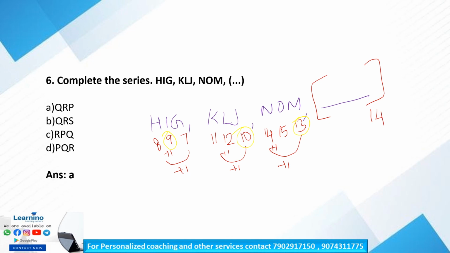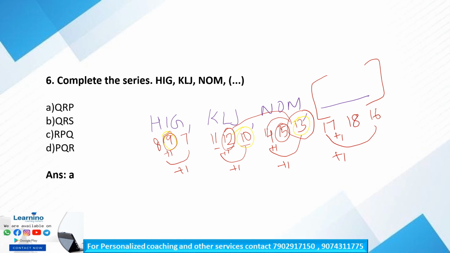14th number letter. Here it ends with 9. So 10, 11, 12. It ends here, then it starts with 13. After 12, it is 13. 13 is the third number, right? So 13, 14, 15. So the next number will be 16, plus 1 is 17, plus 1 is 18.